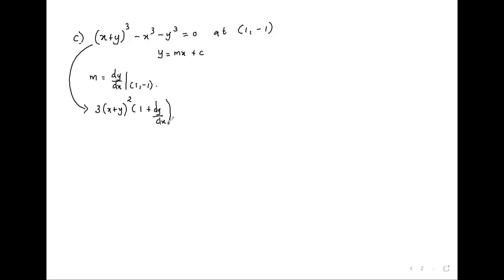That is chain rule. You differentiate the power and then differentiate the inside. Minus, differentiate x to the power 3, it will be 3x squared. Differentiate y to the power 3, it will be 3y squared, with another dy/dx. This is equal to 0. The derivative of 0 is 0 because 0 is a constant.